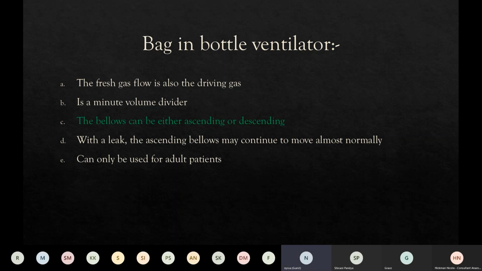D, with a leak, the ascending bellows may continue to move almost normally. Yep, I've just said that. And E, can only be used for adult patients. Obviously, that's false. It can be used for both adults and children, and you can get different size bellows for different age groups if you want to. And that's it. I have no more to offer.